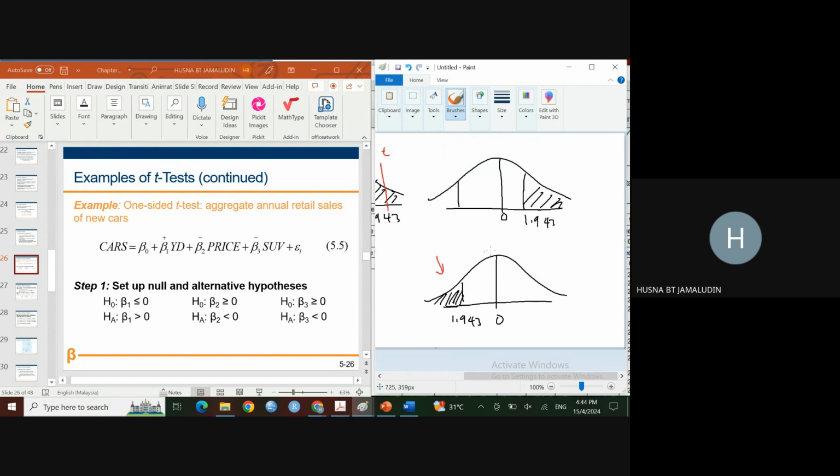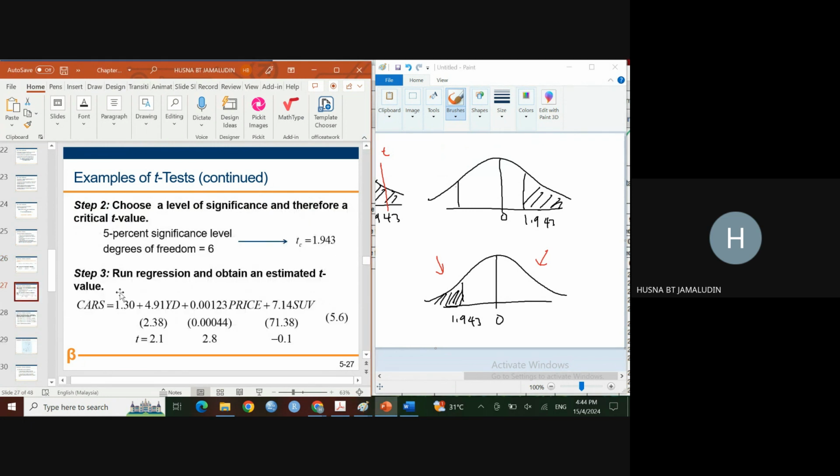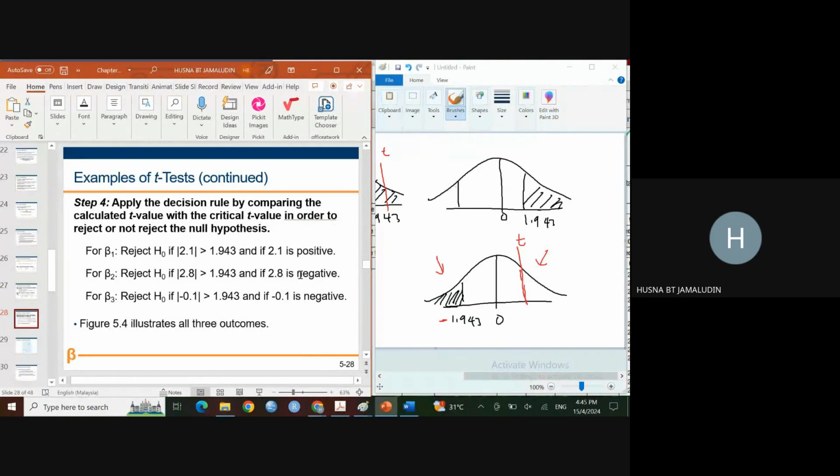But if your test statistic is on the right side, it is not in your rejection region. So if you look here, what is your test statistic for the price? For the price, the test statistic is positive 2.8. So where is positive 2.8? Is it in the rejection region? This is negative, so 2.8 is perhaps somewhere here. This is your test statistic. So it is outside the rejection region. So what does it say if it is outside the rejection region? Do not reject the null. Yes, do not reject the null.